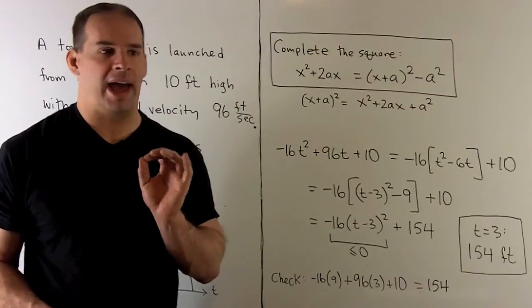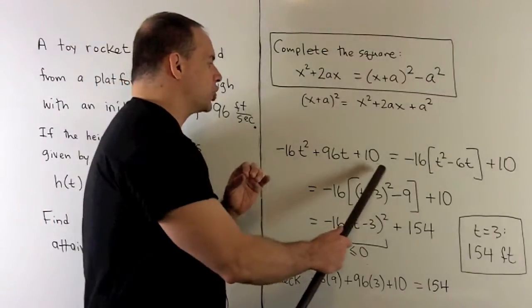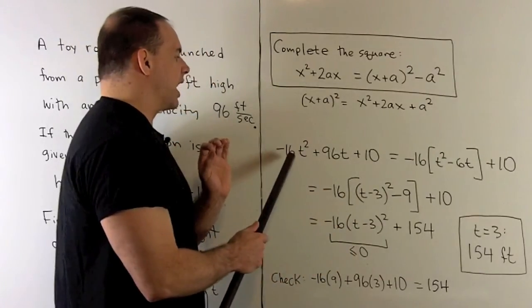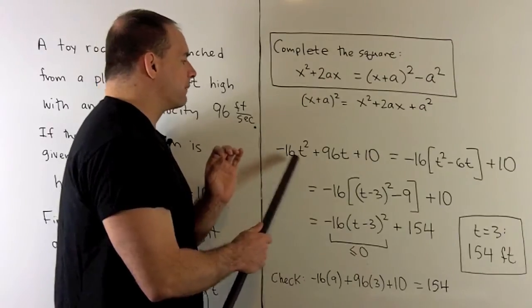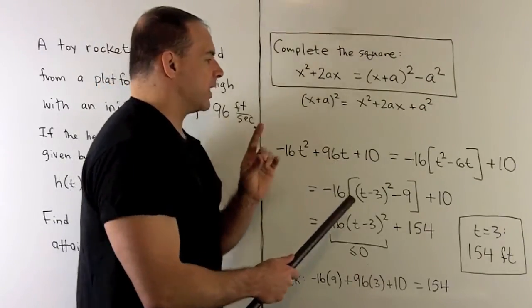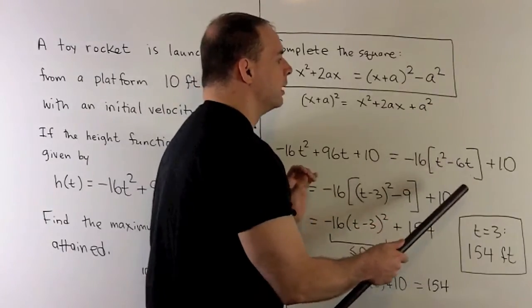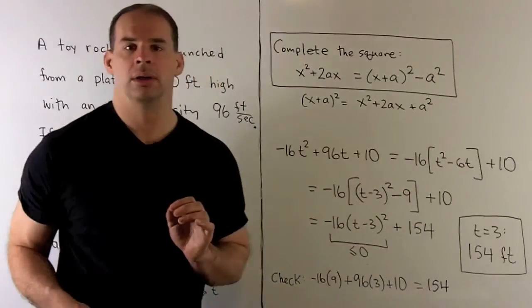Okay, let's take a look at what we have. So we have our height function. Now, we can't use our formula with the minus 16 out in front, so we're going to factor that out of the first two terms. That'll give me -16 and then in parentheses, t² - 6t. Then we leave the +10 alone.